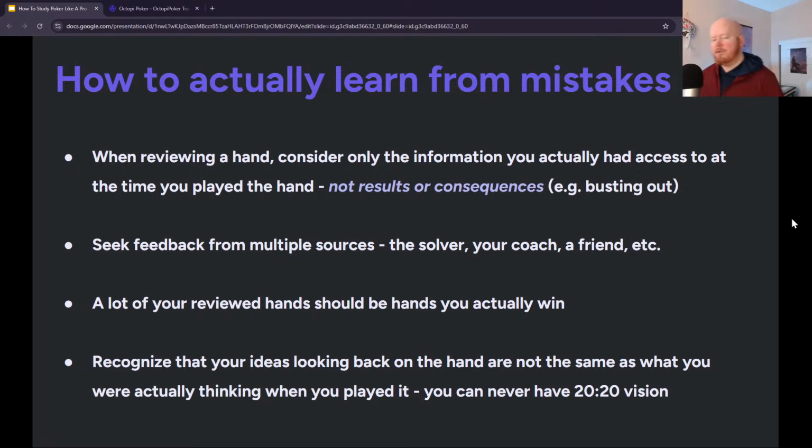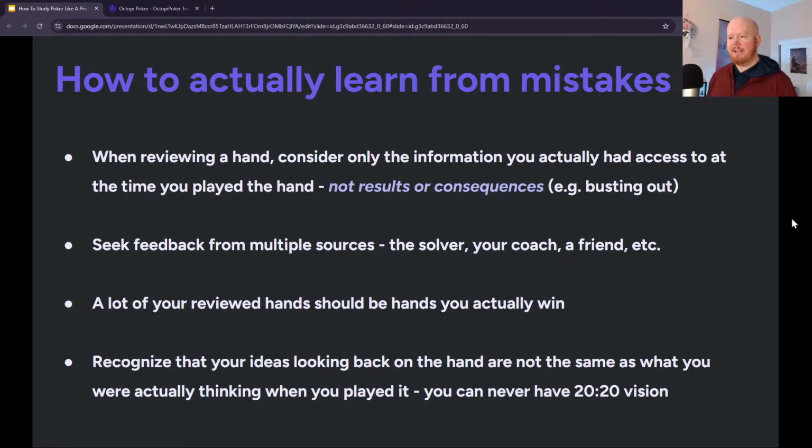And then finally, it's also very crucial to recognize that the ideas you have looking back on the hand after having played it are not the same as what you were actually thinking when you played it, because you can never have 20/20 vision on that. You can never actually repeat that thought process from in game, because when you're in game, you have a certain amount of cognitive load going on and a certain amount of reaction to that immediate decision pressure that you can't replicate away from the table.